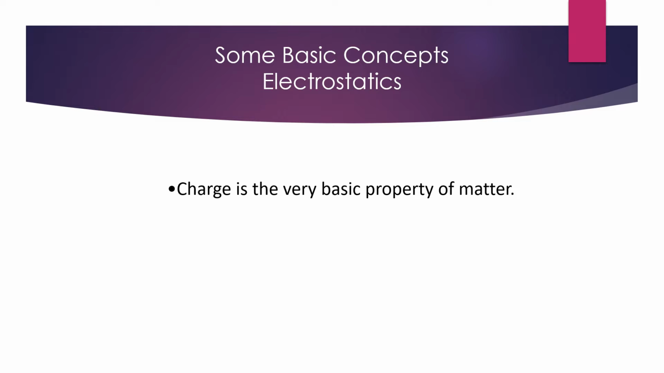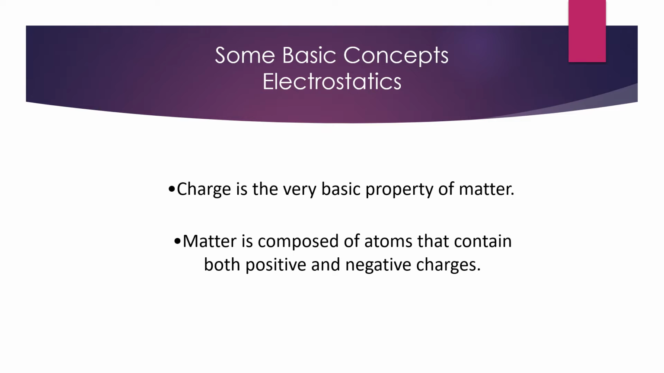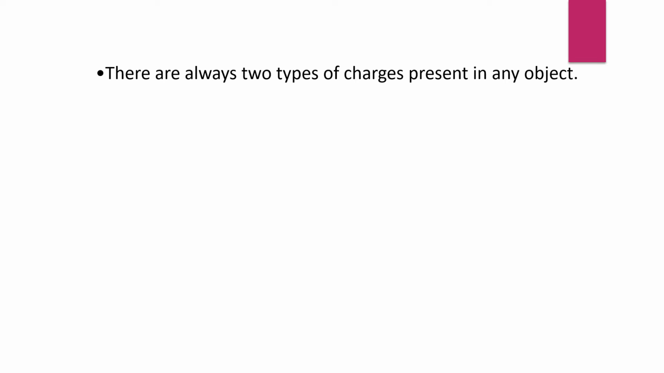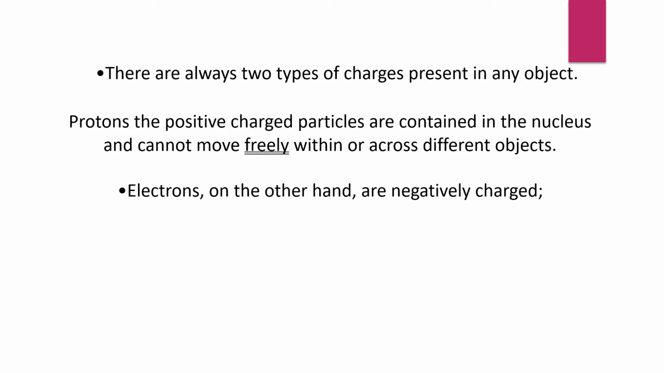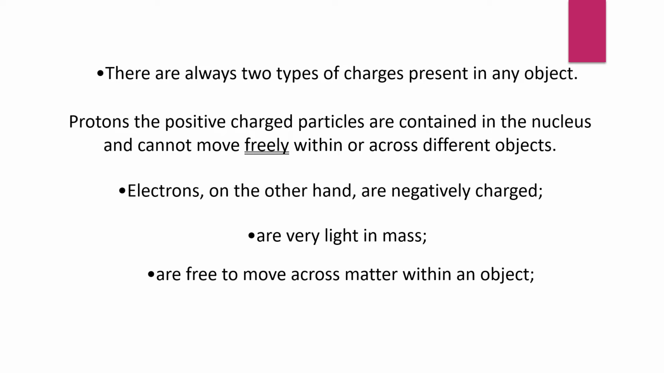Charge is the very basic property of matter. Matter is composed of atoms that contain both positive and negative charges. There are two types of charges present in any object. Protons, the positive charged particles, are contained in the nucleus and cannot move freely within or across different objects. Electrons, on the other hand, are negatively charged, are very light mass, and are free to move across matter within an object or across different objects.